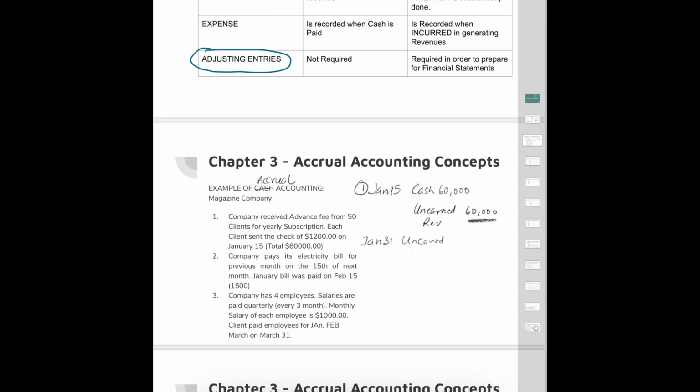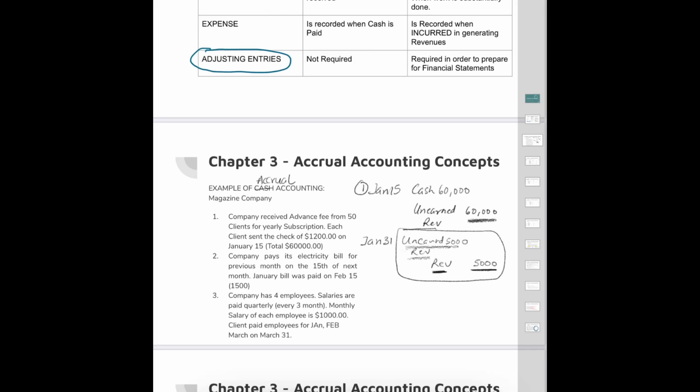So unearned revenue 5,000, and now they're recognizing the revenue, which will go on the income statement, revenue 5,000. So first the liability was increased and now the liability is decreasing on January 31 and they are recognizing the revenue. And just see that this adjusting entry does not involve cash.